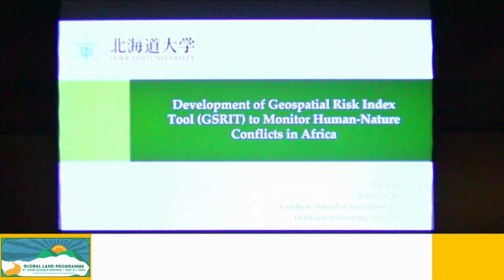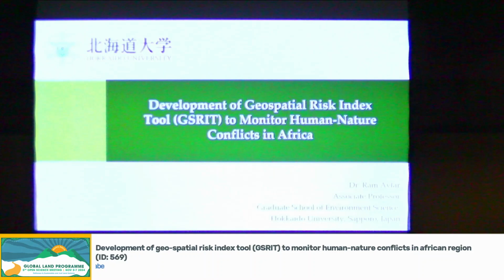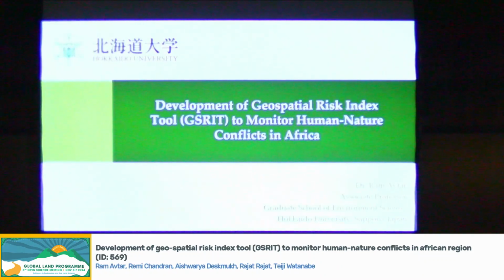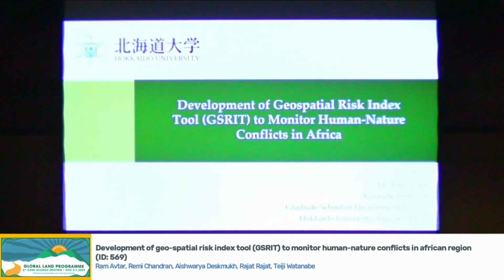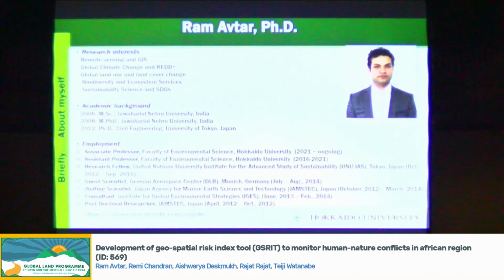The title of my talk is Development of Geospatial Risk Index Tool to Monitor Human Nature Conflict in Africa. This is a recent project we got from the Japan Agency for Science and Technology, and we have partners from Kenya, Botswana, and South Africa. We are working towards developing this geospatial risk index tool. I will give you very brief information about this recent project that we have just started working on.